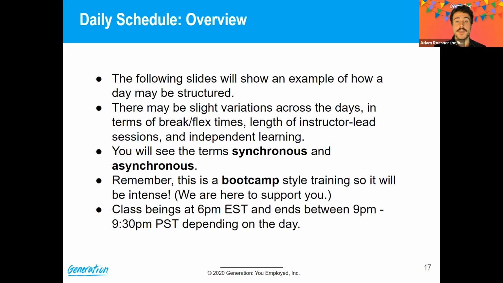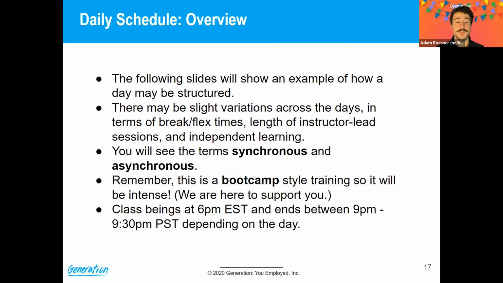Our daily schedule is going to fluctuate a bit. So I want to show you a couple of examples of what a day that is called synchronous might look like and what a day that is called asynchronous might look like. There may be slight variations across the days in terms of when the break and flex times are, the length of the sessions, and when the independent learning occurs.